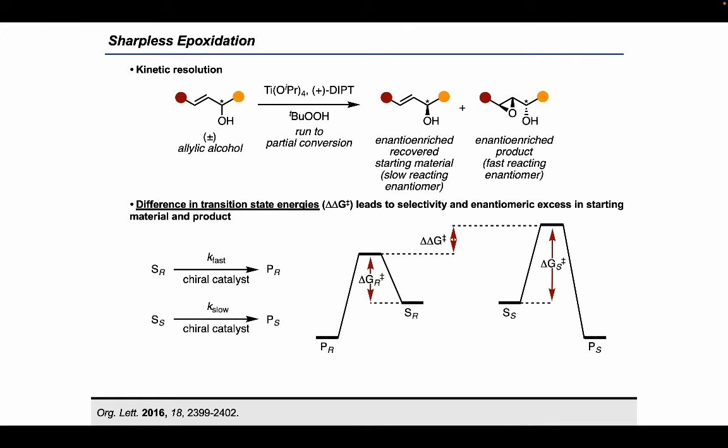As a general consideration, we should also note that it's the difference in transition state energies, or delta-delta-G double dagger, which determines the degree of selectivity in these cases. We're talking about a kinetic selectivity, after all. The chiral catalyst can react much more easily with one enantiomer of substrate than the other, and the barrier to reaction is much lower and the reaction is much faster for one enantiomer than the other. And the macroscopic consequence of this is that both the starting material and the product can be enantioenriched when the reaction is at partial conversion.